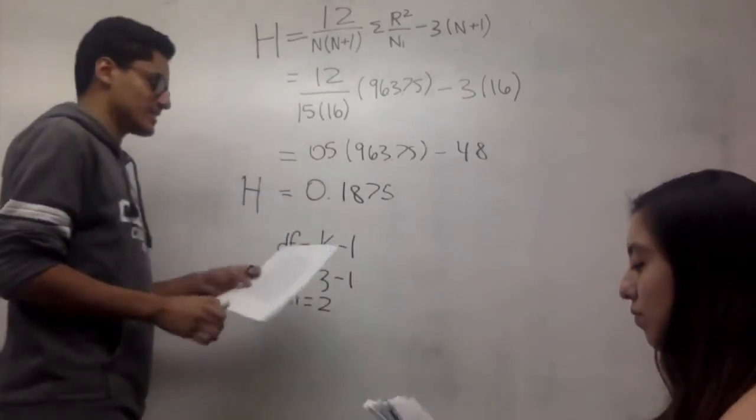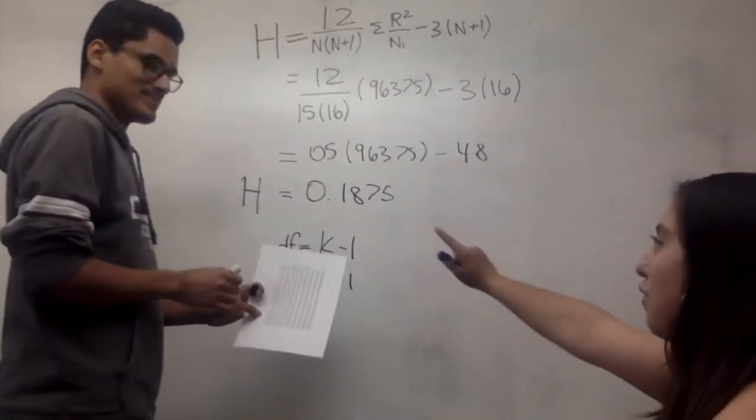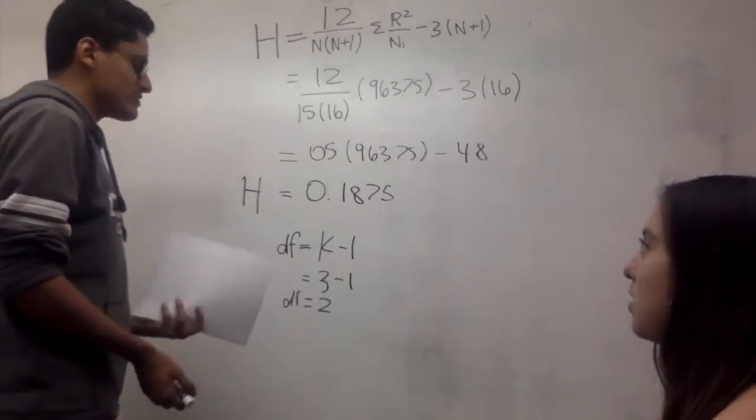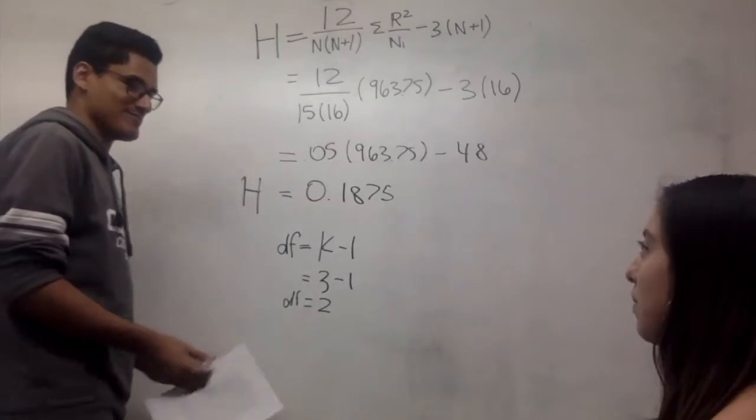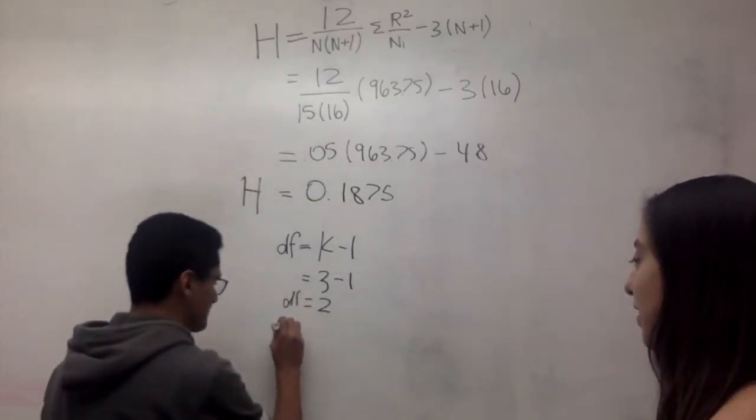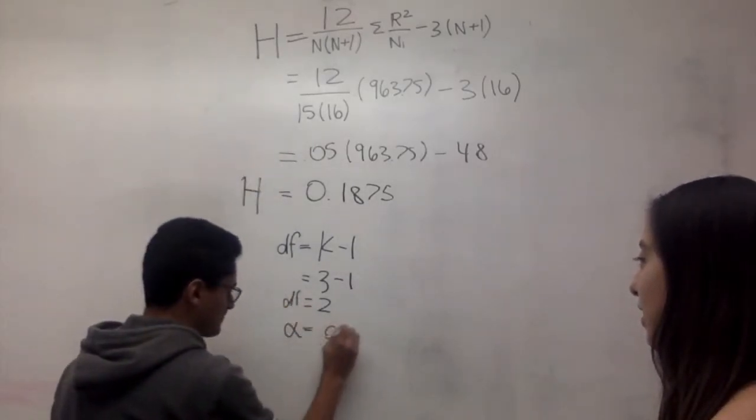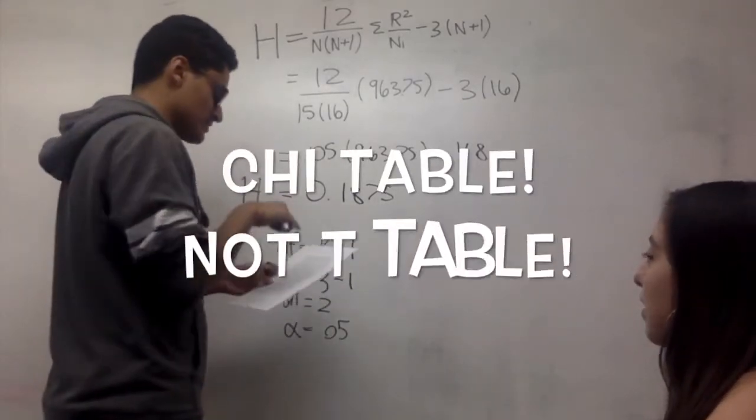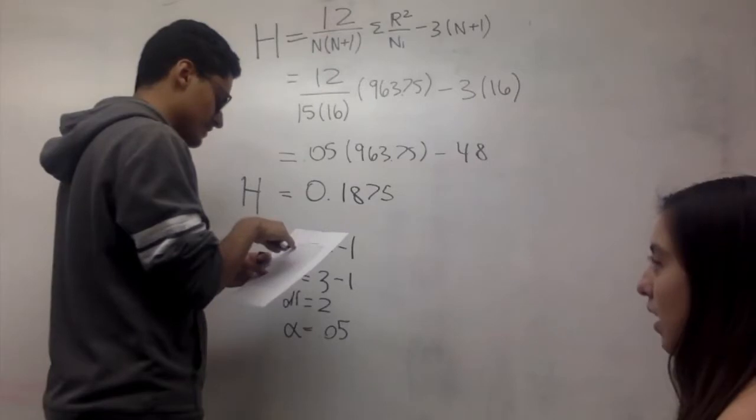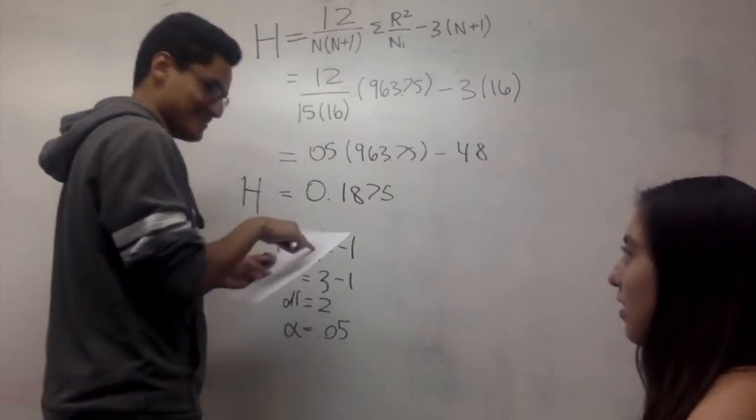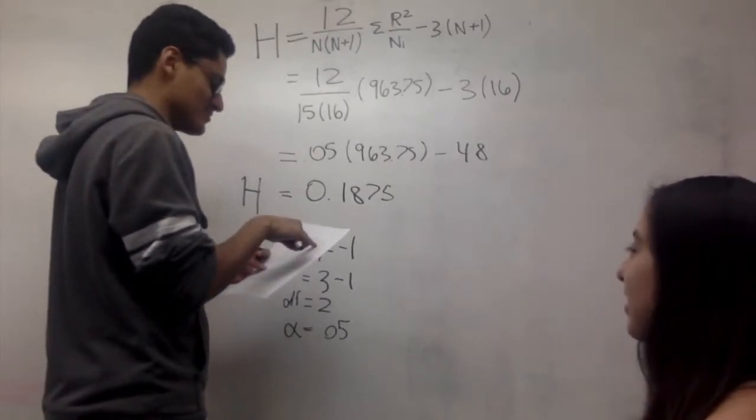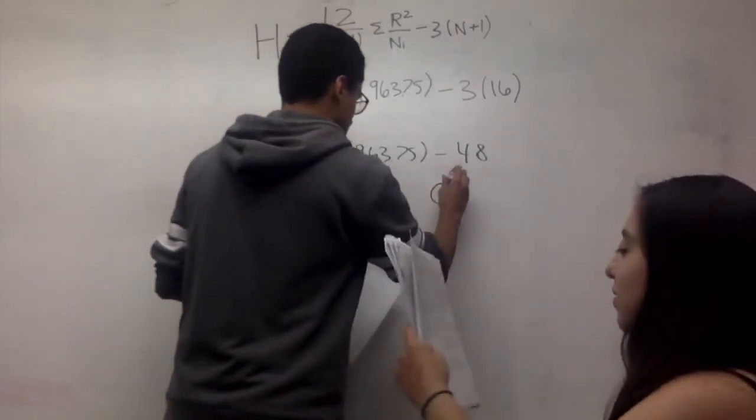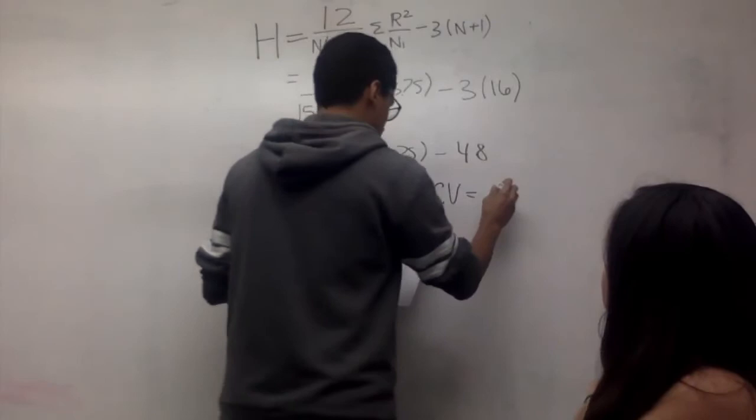And so now we're going to use our chi table. Wait, you forgot to tell us what the significance level is. Oh, well, we're just going to assume it's 0.05. Okay, the alpha level is 0.05. And so if we look at our chi table, we just go to where it says 2 degrees of freedom and where it's 0.05, and so our critical value is 5.99.